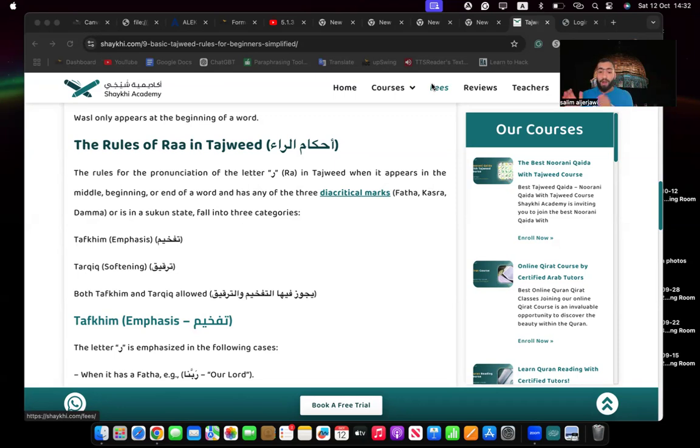Now the one that has opposites, it has about 5 branches. The first branch is called al-Jahr, and al-Jahr is basically loud or loudness. Some letters are loud, and some letters are not loud as much as others, like the seen is not as loud as the dad. So, what does that mean?